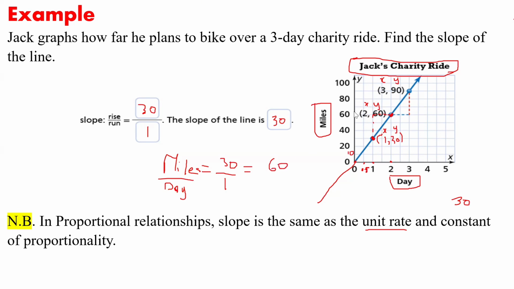So let us say we take the second point, 60, which is y divided by x, 60 divided by 2. If we do that, we will still get 30 over 1. How do we get that? 2 divided by 2 is 1, and 2 into 60 goes 30. Again, slope, unit rate, constant of proportionality. Once the graph is proportional, and this only happens when the graph is proportional, all three are the same.